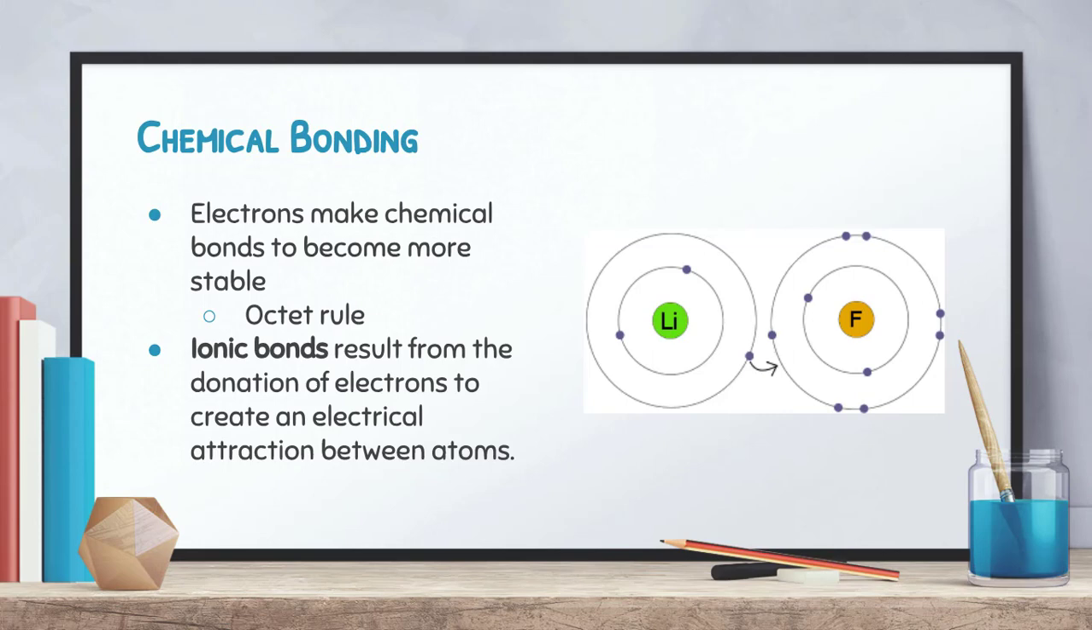So keep in mind, ionic bonds are donation. I think I, like me, I'm taking that electron, right? Fluorine is taking that electron from lithium. So ionic bonds, I think I'm taking that electron.